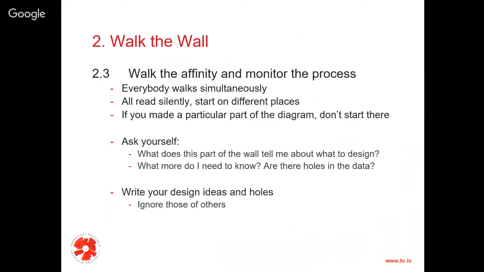So everybody walks simultaneously. Everybody who is asked to come is active, and they read silently. If you made a particular part of the diagram, you shouldn't start there. You are actually asking yourself, when you read the affinity diagram, what does this part of the wall tell me about the design? What more do I need to know?